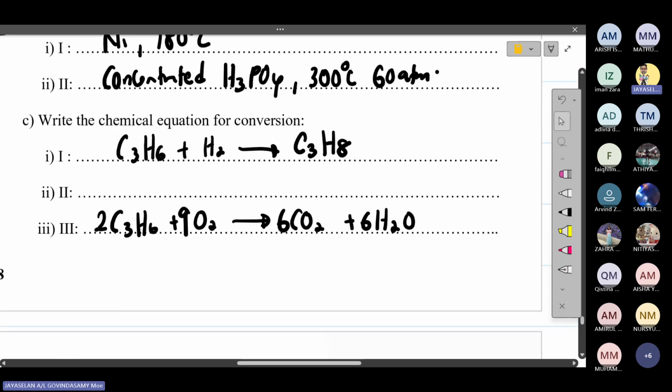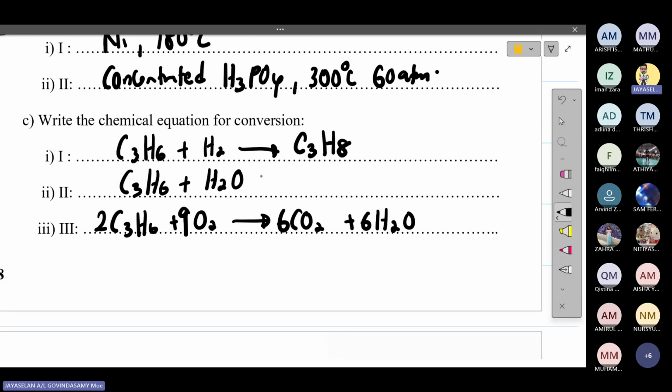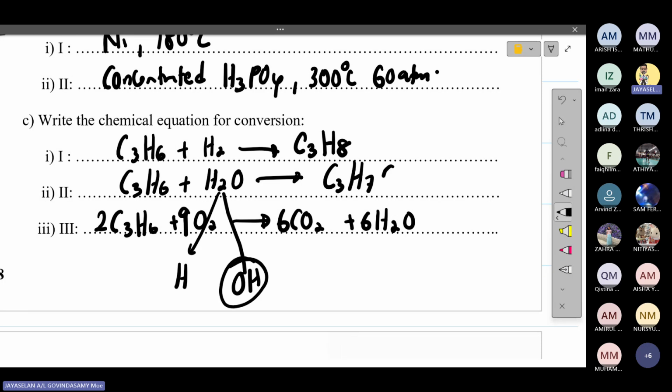How to do the equation? C3H6 reacted with water. Take out H, take out OH. C3H will be 7. Take the OH and put it behind. Who got everything correct? Raise your hand. Very good. Well done.